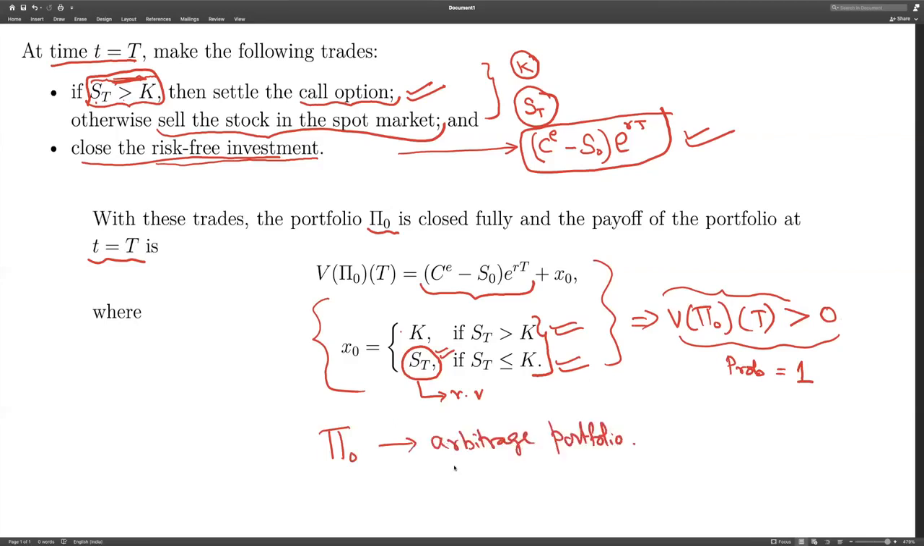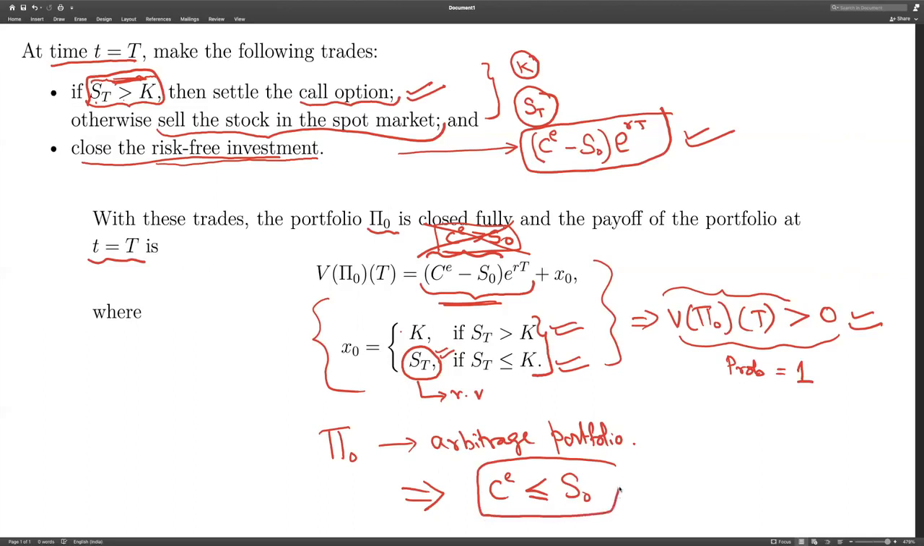This is a contradiction to our assumption that the market never allows arbitrage, that is, the no arbitrage principle. And how we arrived at this contradiction is because we assumed that CE is greater than S0. That made this term positive, and that is how we got a positive return, right? So therefore, this cannot happen. That is what it says. And that means CE should always be less than or equal to S0. This is what we were aiming to prove.